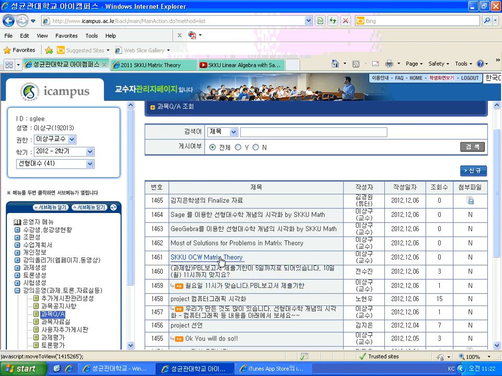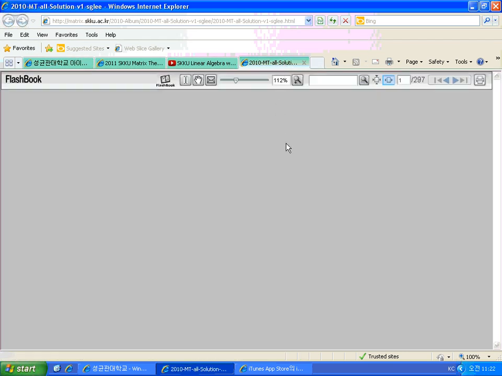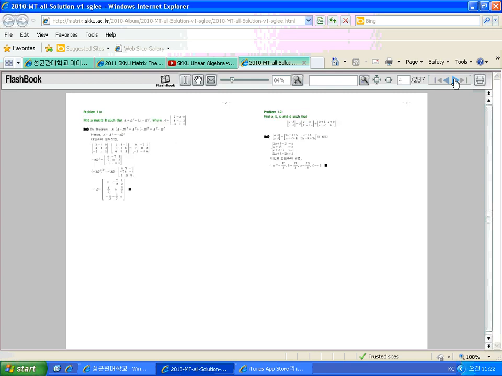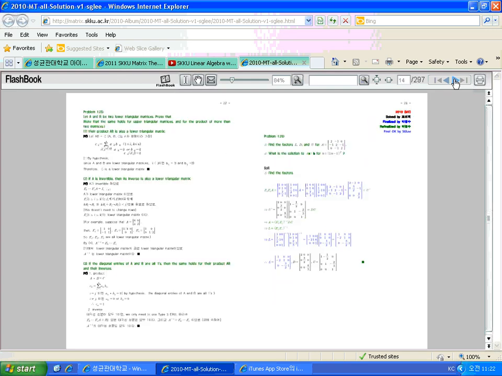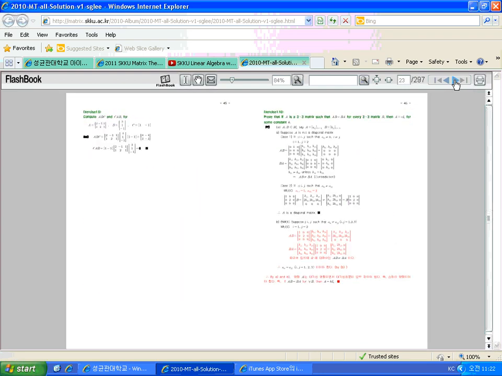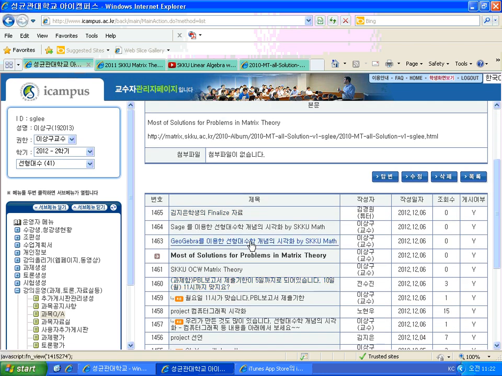And also, here you will see all the solutions of what we have learned, most of the solutions for the problems and exercises. And we have done some more problems over this. So yeah, we will upgrade it.